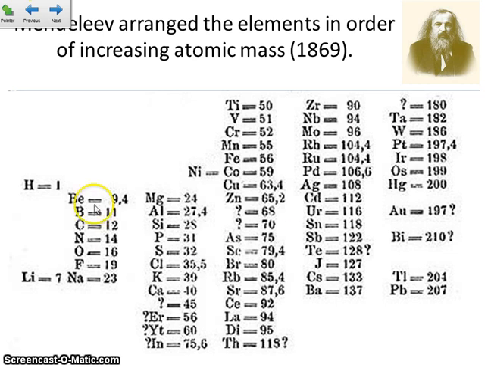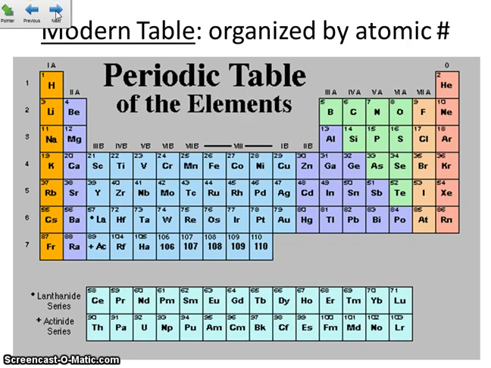The problem with the atomic mass organization is that as far as properties went for these different elements, they weren't really lining up or making any sense. So we knew we had to look at reorganizing it at least one more time.